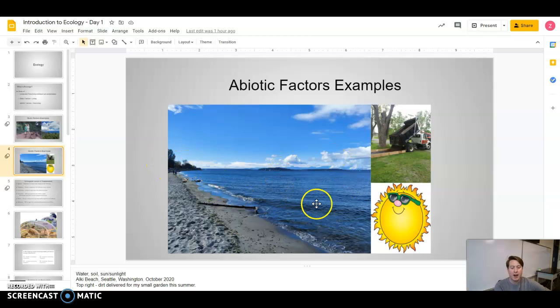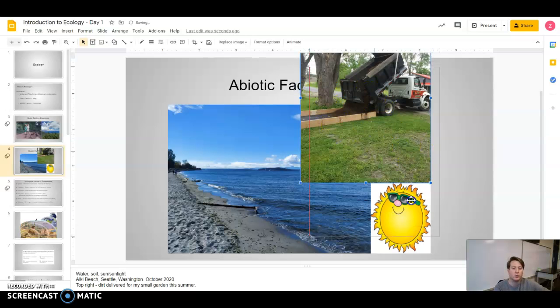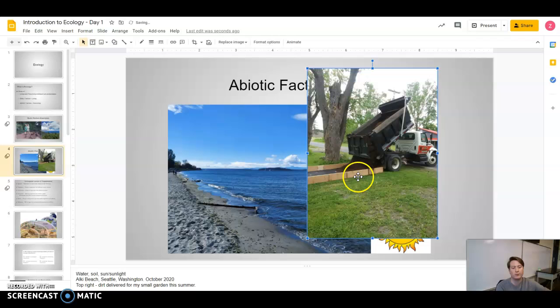So abiotic factors would be the water, the sand, or what about even the sun could be an abiotic factor, or even dirt. Like, look at this picture. I took this picture when they were unloading dirt for my small garden I was making in the beginning of the summer.